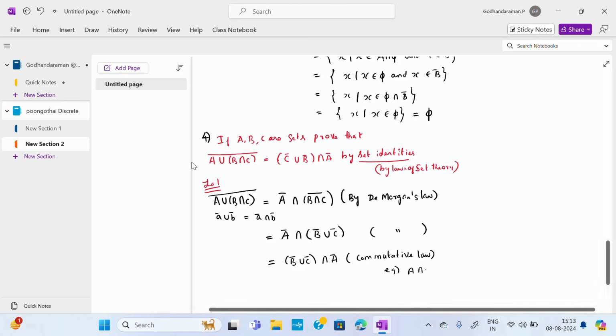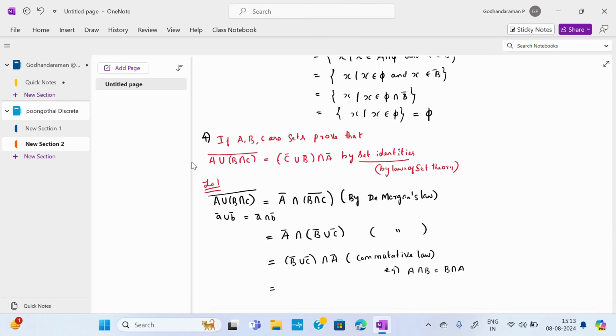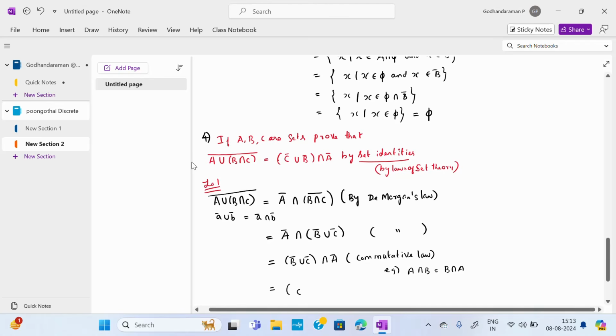A intersection B is nothing but B intersection A. That way only I have written this. Next step, in this I can write the same way, using the commutative law, because I have to prove C bar union B bar, but it is B bar union C bar. So I can write it again by the commutative law, C bar union B bar intersection A bar, again by the commutative law. So I have proved it. You have to bring your answer from left to right. So completed.